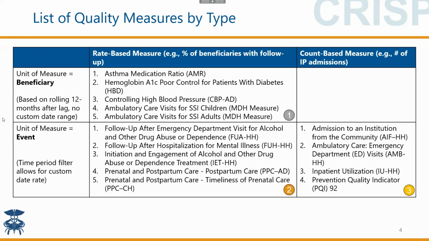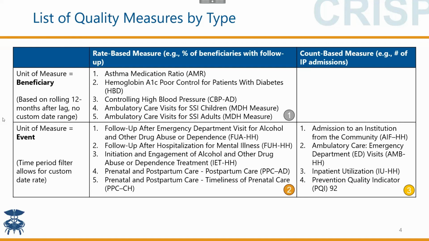So for example, the HbA1c poor control for patients with diabetes measure is looking at the patient overall and seeing if that beneficiary or that patient has had their HbA1c controlled or not. For measures in this domain, we are showing results over a rolling 12-month period, and we are not enabling the user to look at a specific time period. It'll always be fixed over the most recent 12 months.